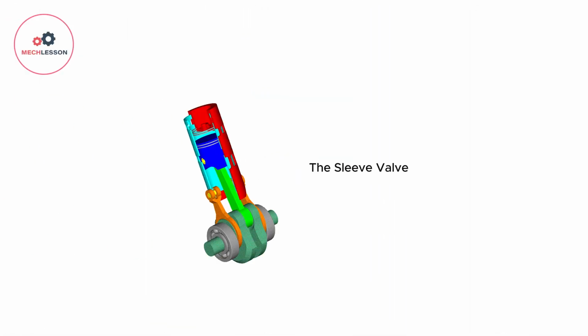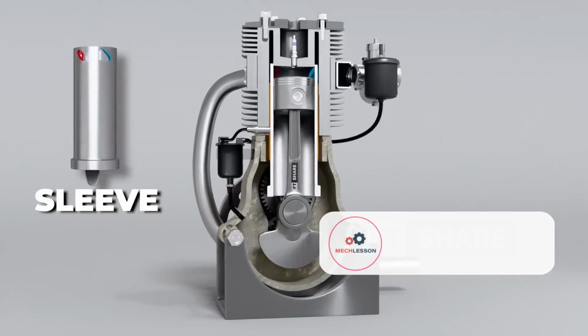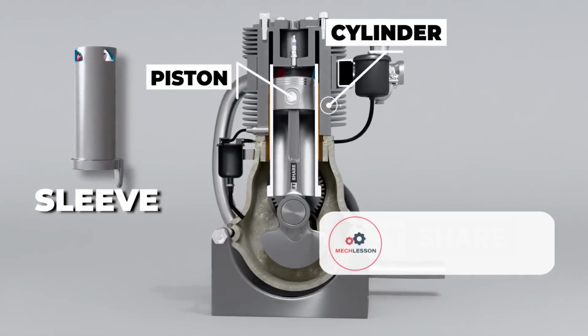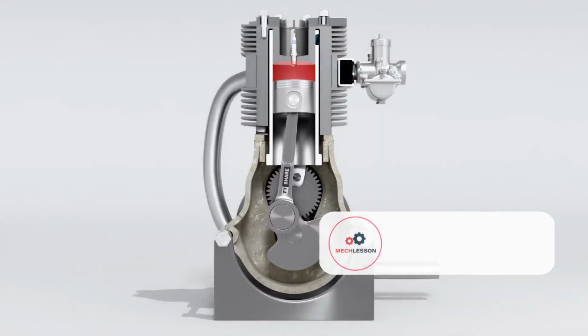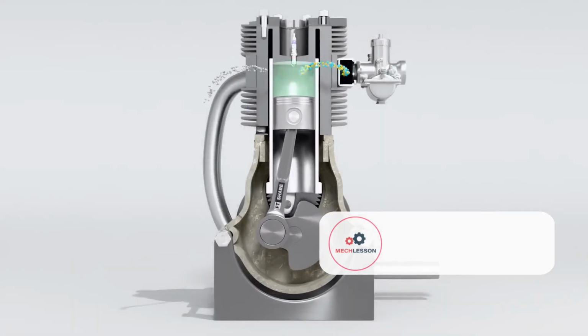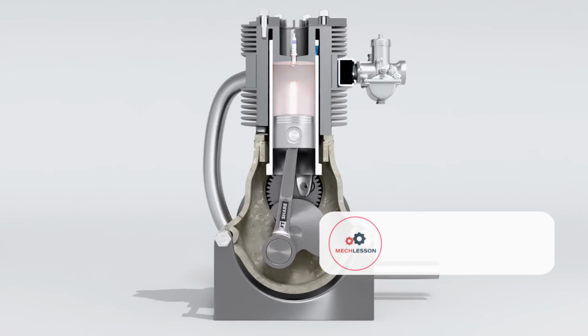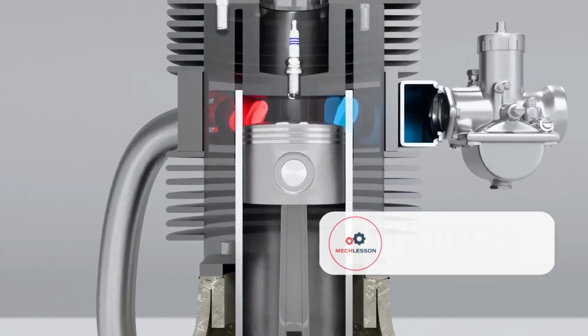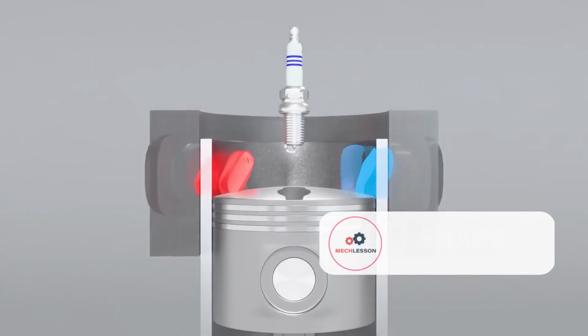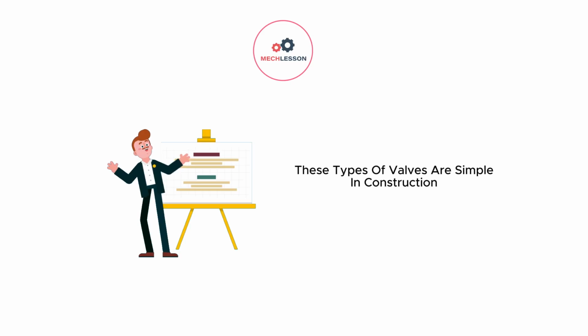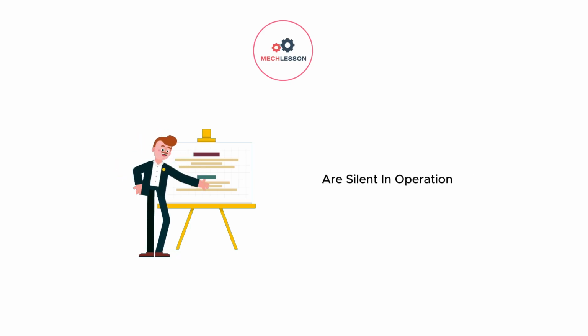Lastly, the sleeve valve. The sleeve valve has a tube or sleeve that fits between the piston and the cylinder wall in the cylinder of an internal combustion engine, where it rotates, slides. The ports on the side of the sleeves come into alignment with the cylinder's inlet and exhaust ports at the appropriate stages in the engine cycle. These types of valves are simple in construction and are silent in operation.